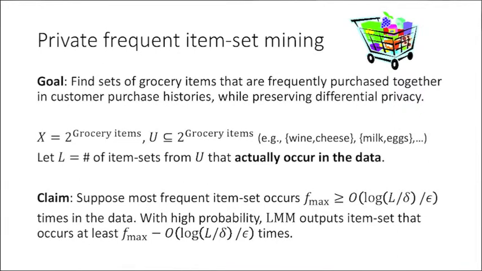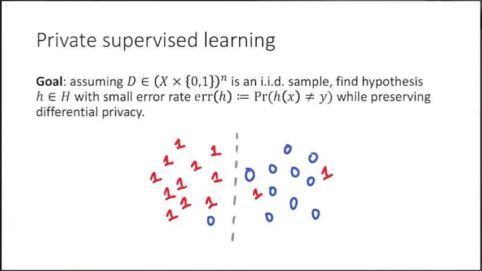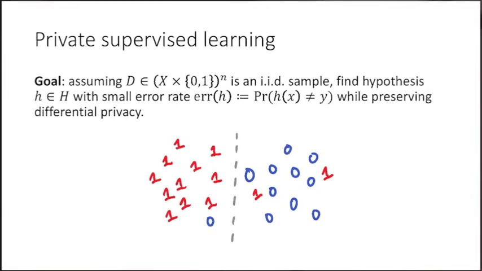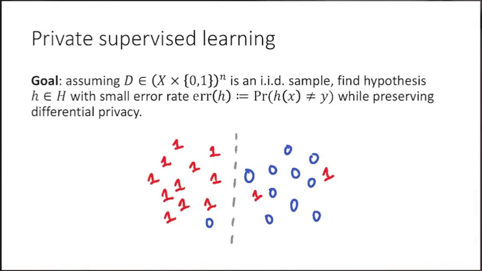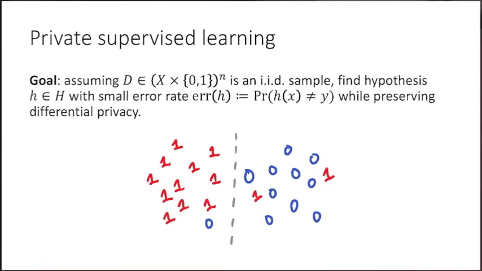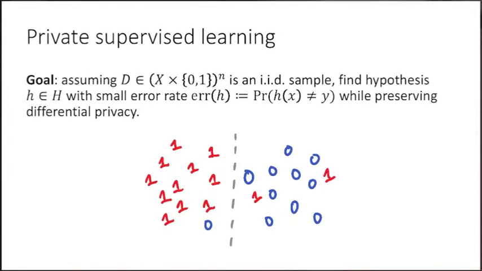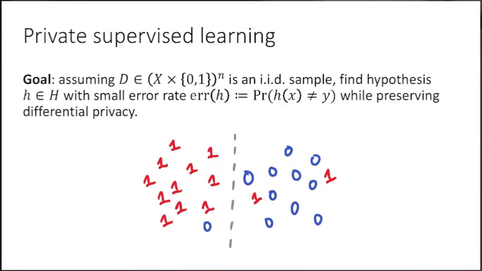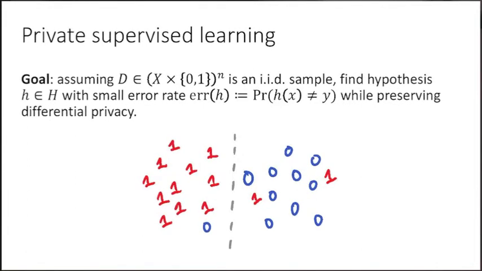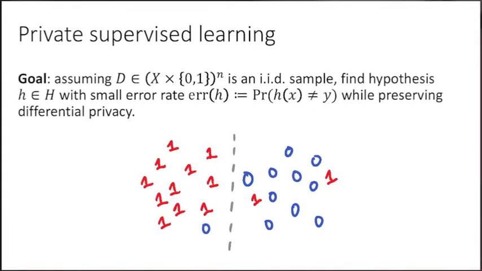From a more theoretical perspective, we can look at the general PAC learning problem in supervised learning. In PAC learning, you assume that your data set, which is pairs of features and labels, is an IID sample from some distribution, and your goal is to find some classifier or hypothesis that has small prediction error. And we would like to do this in a way that preserves differential privacy.